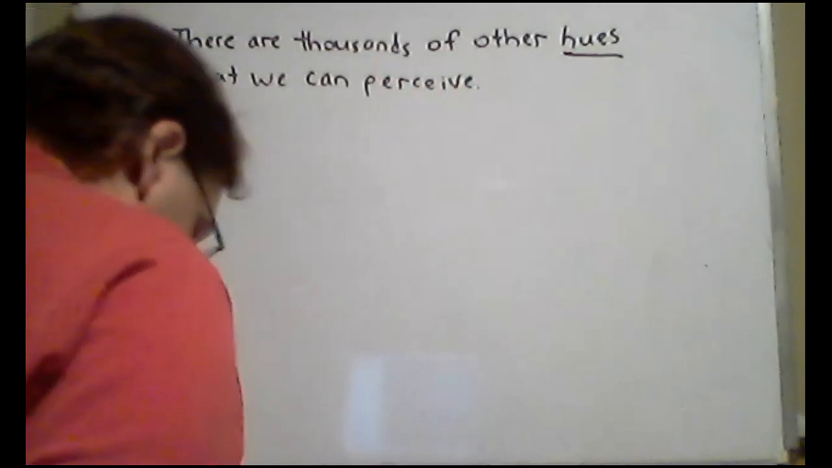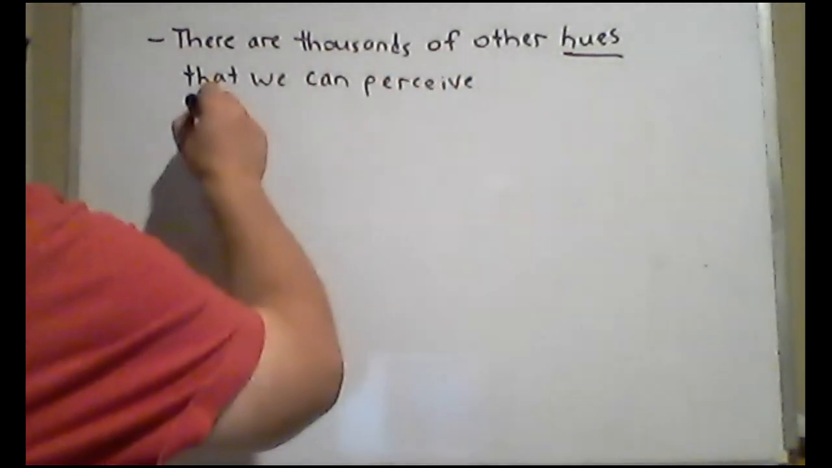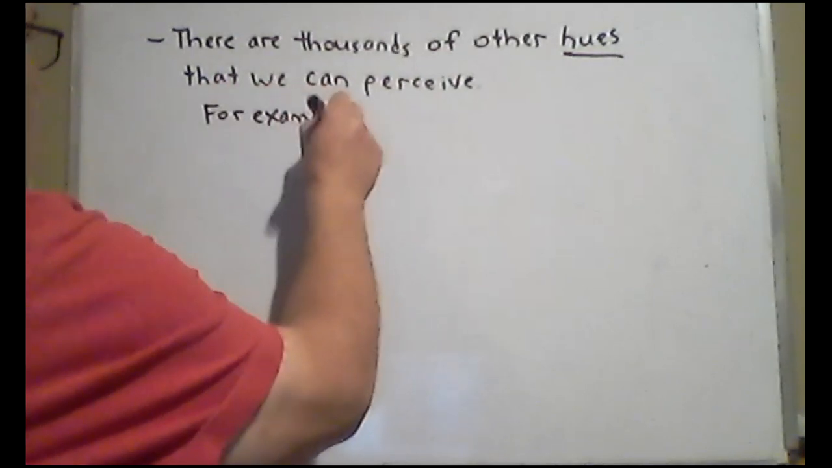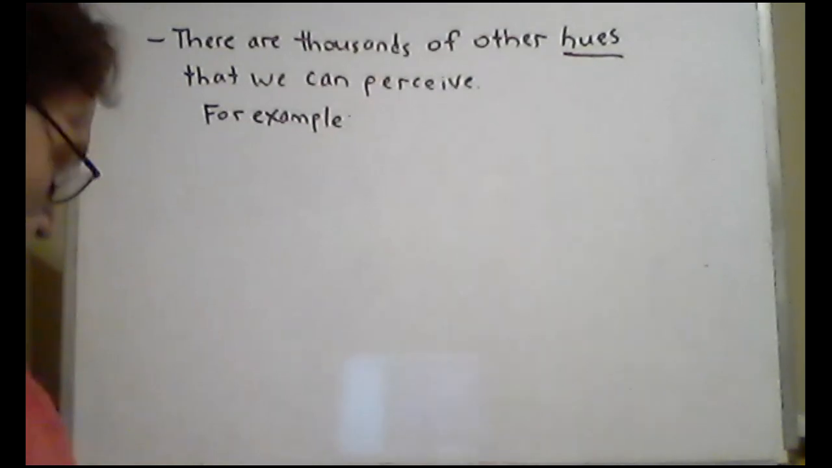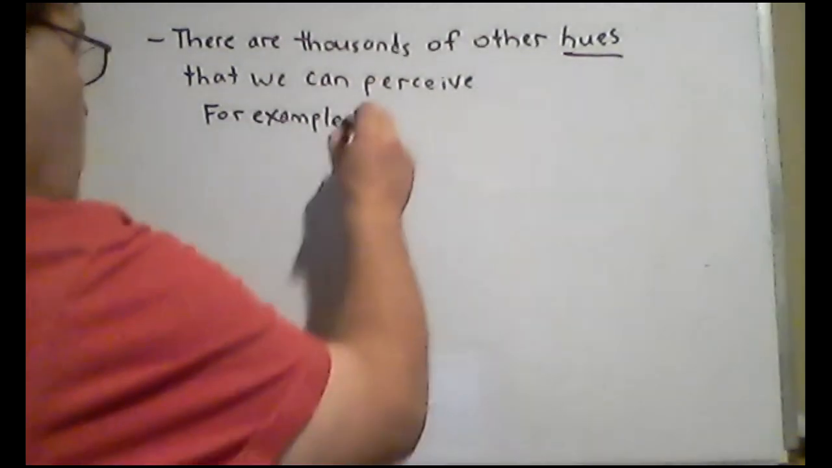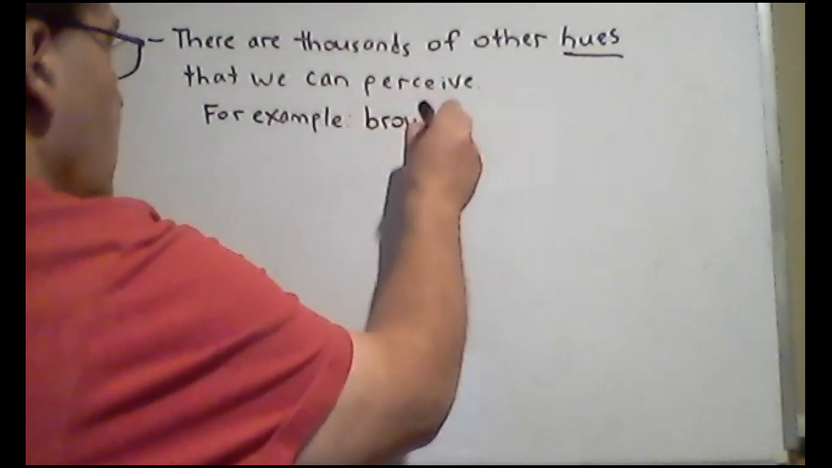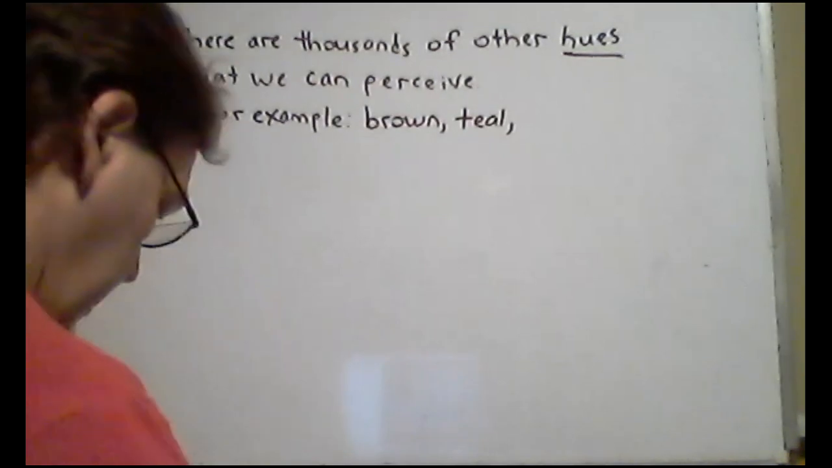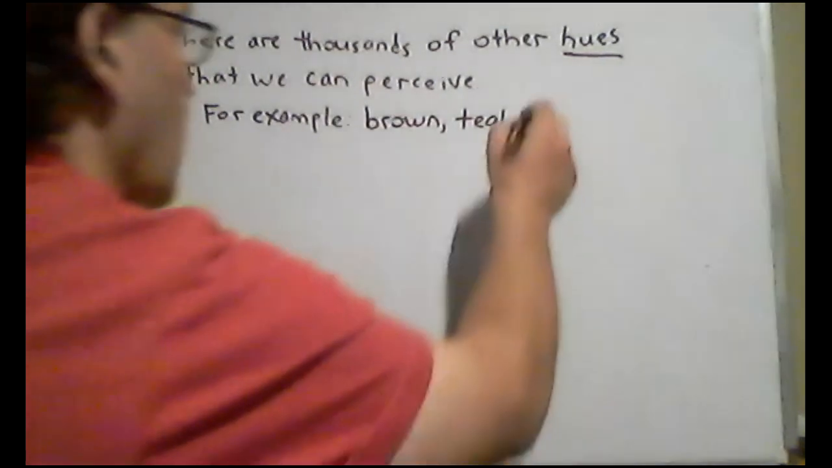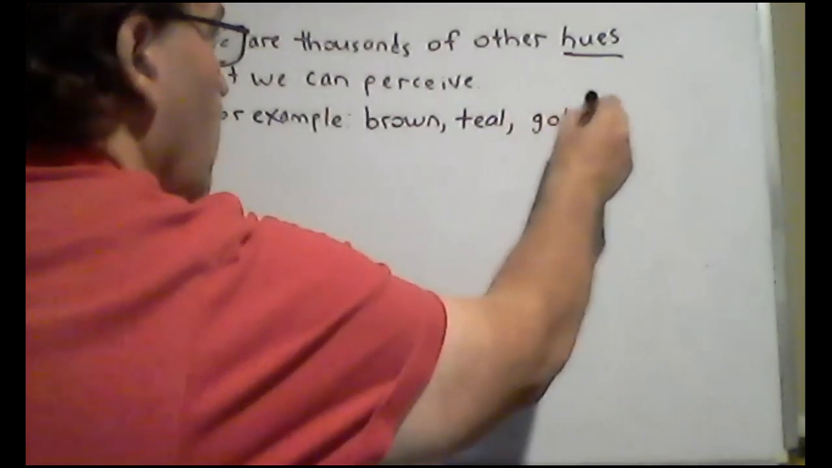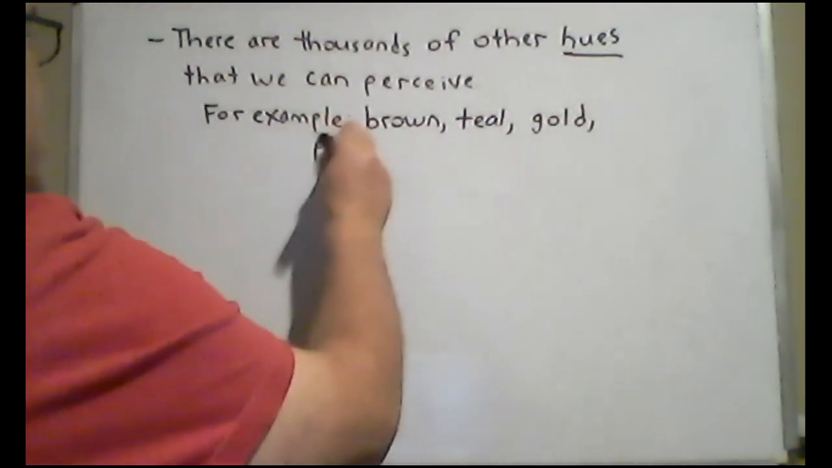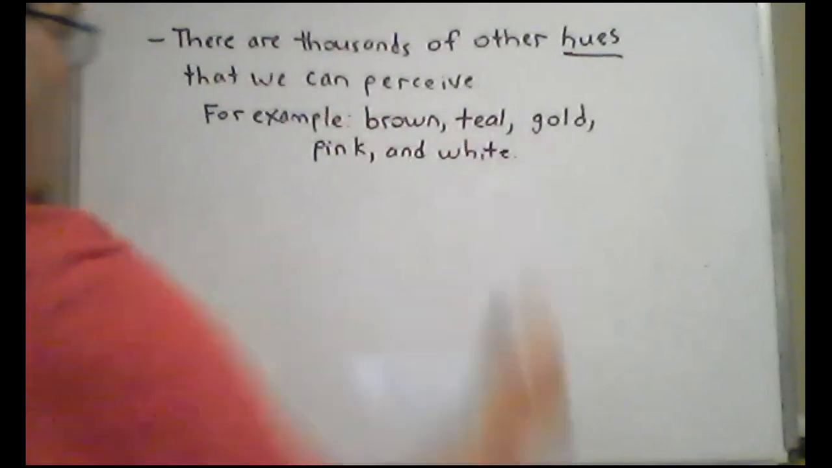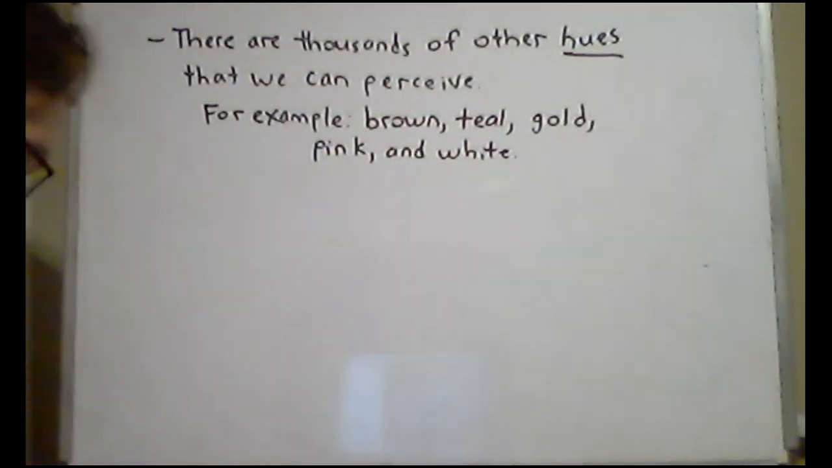Okay, so we can perceive, for example, a whole rich set of colors other than the ones I just wrote down. You can see brown, teal, gold, pink, white, and on and on and on. You could be listing colors for hours.